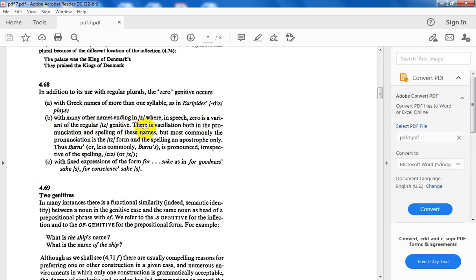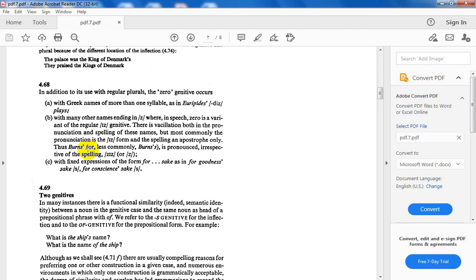There is variation both in pronunciation and spelling of these names, but most commonly the pronunciation is the zero form and the spelling an apostrophe only. Thus Burns'. So what is Burns? It ends with the S sound. If I want to add the S genitive, so Burns's. Yeah, so you can say either this or that.